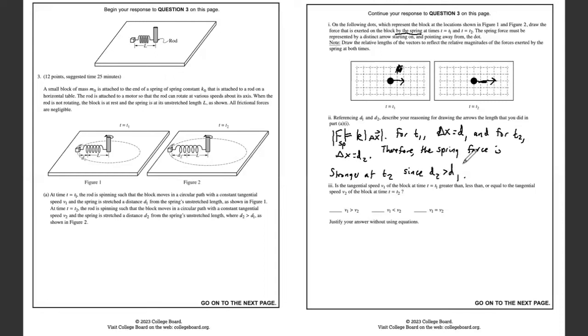All right, here we go. This is actually what I was kind of expecting them to get at. Is the tangential velocity greater than, less than, or equal for t1 compared to t2? Where is it going to be greater, less than, or equal to?